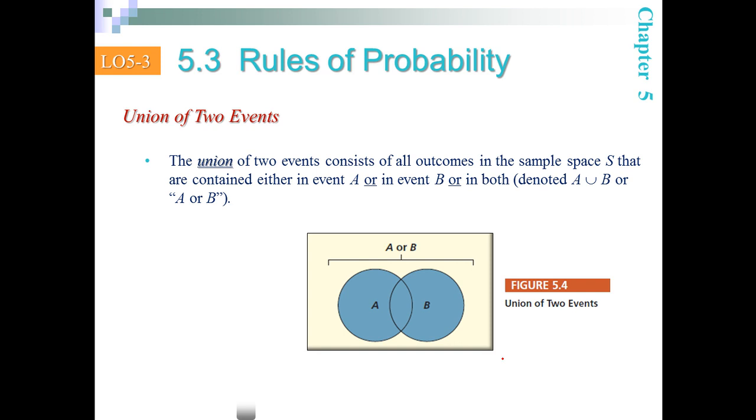Okay, the next rule is what we call the union of two events. So if we have event A and event B, and we want to say that event A has taken place or event B has taken place, we say that's the union of those two events. And we use this notation here, A union B. If we draw Venn diagrams, the easiest way to see this, we're saying everything that's in A or everything that's in B, or in the intersection of the two.